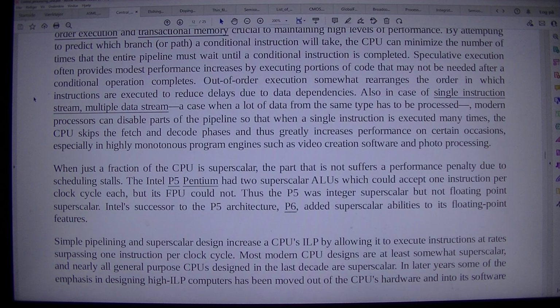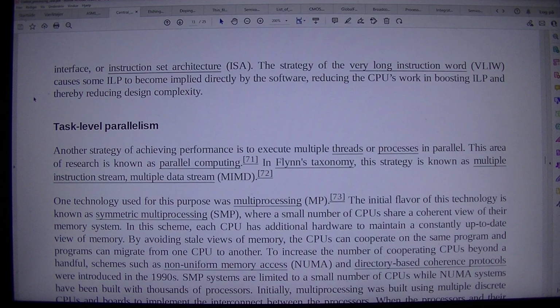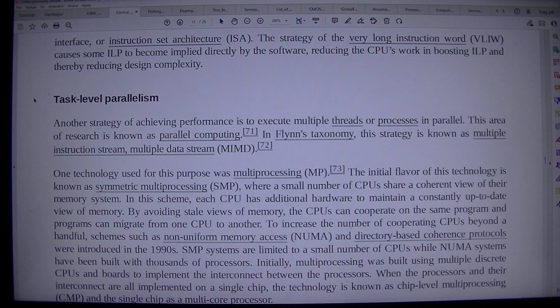Simple pipelining and superscalar design increase a CPU's ILP by allowing it to execute instructions at a rate surpassing 1 instruction per clock cycle. Most modern CPU designs are at least somewhat superscalar, and nearly all general-purpose CPUs designed in the last decade are superscalar. In later years some of the emphasis in designing high ILP computers has been moved out of the CPU's hardware and into its software interface, or Instruction Set Architecture, ISA.